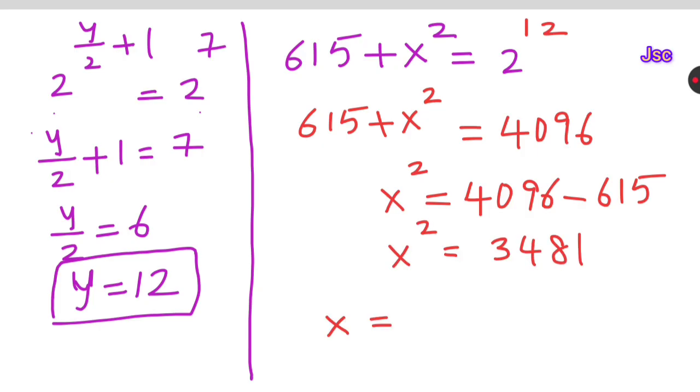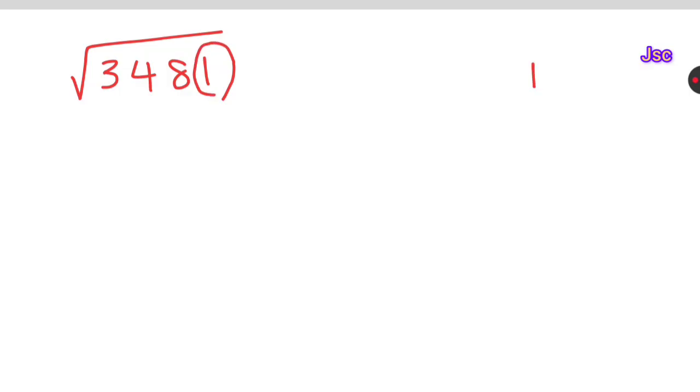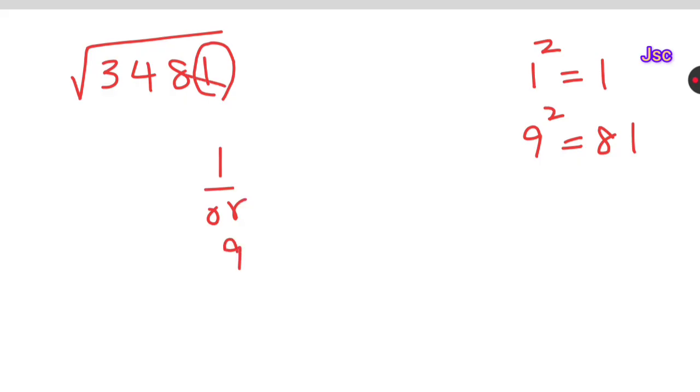If you take square root on both sides, then you will get x equal to plus or minus square root of 3481. Let's go and find square root of 3481 value. The unit digit we have is 1. When we get 1 in our square numbers, 1 square is 1, 9 square is 81. So our unit digit is either 1 or 9. We don't know, we need to find out. After that, you need to cancel the last 2 digits. Now we have a number 34.